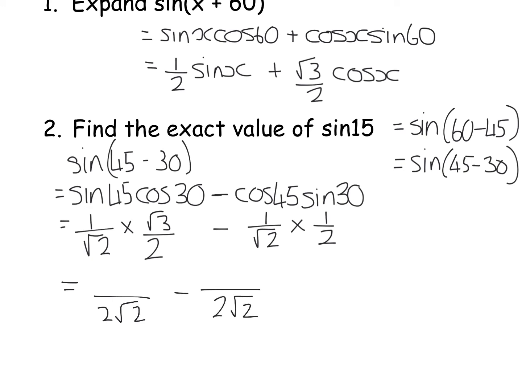And on the top it's simply multiplying them. So in the first one I've just got root 3, and on the second I've got 1 times 1 is 1. And because my denominators match, we just put them together. So you've got root 3 take away 1 all over 2 root 2. And that cannot be further simplified. And if you wanted to go test it with the 60 and 45, you will come out with the exact same answer as that one.